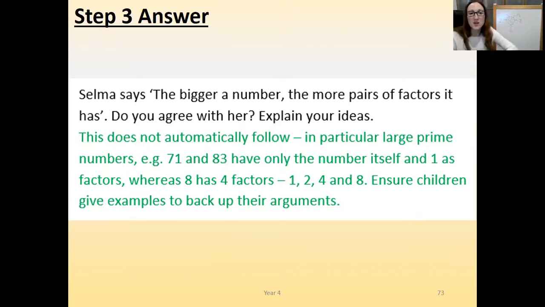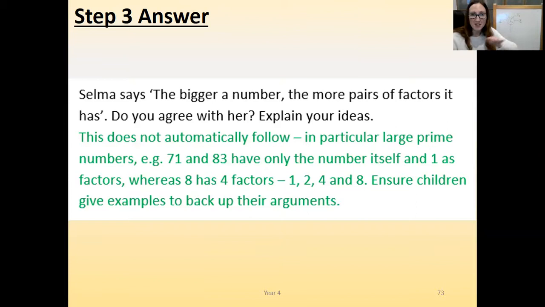So you might have the number 24. We found that 24 had lots of factors, didn't we? 71 only has 2, and yet 71 is a bigger number than 24. So Selma is not correct. It isn't true to say that the bigger the number, the more pairs of factors it has, and we've proved that because 71 has fewer factors than 24, for example.